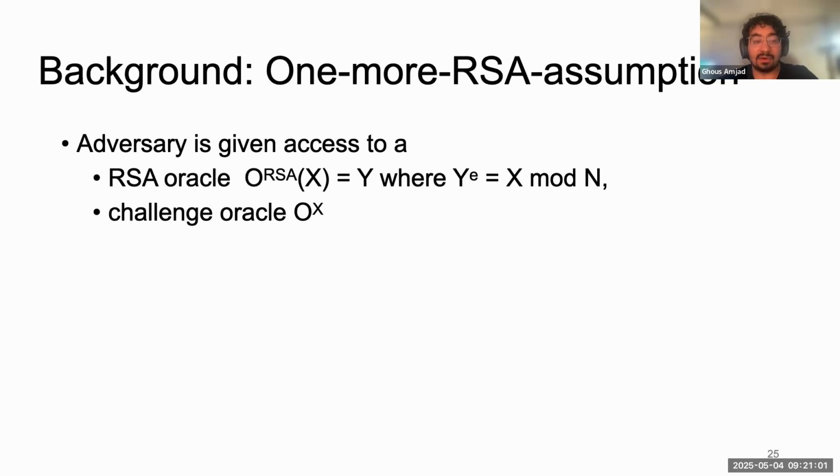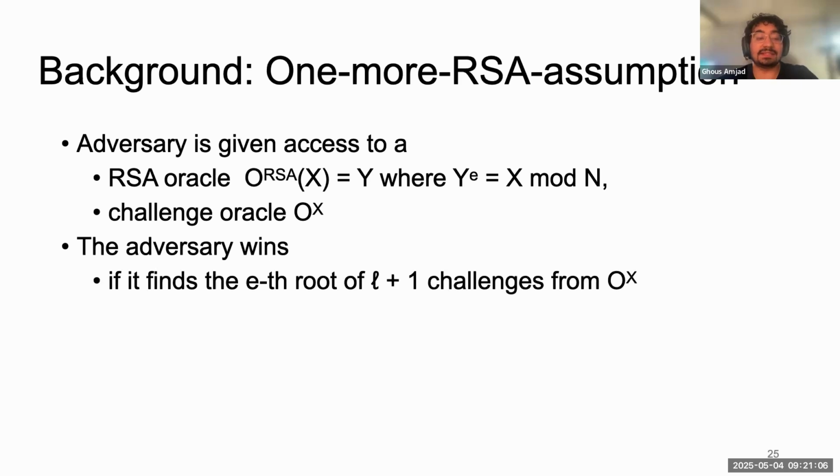And we get a challenge oracle O of x. The adversary wins if it finds the eth root of L+1 challenges from the challenge oracle, with at most L queries to the RSA oracle.